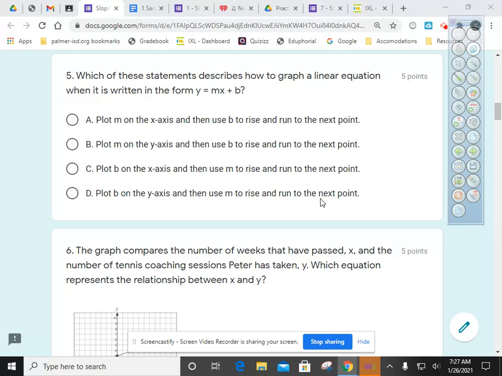Number 5, which of these statements describes how to graph a linear equation when it is written in the form y equals mx plus b? A, plot m on the x-axis, then use b to rise and run to the next point. B, plot m on the y-axis, then use b to rise and run to the next point. C, plot b on the x-axis, then use m to rise and run to the next point. D, plot b on the y-axis, and then use m to rise and run to the next point.